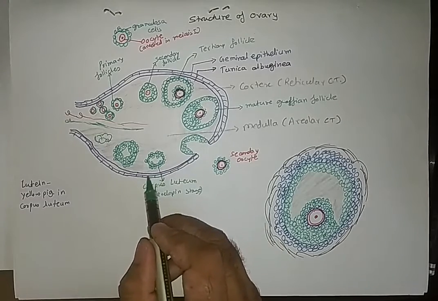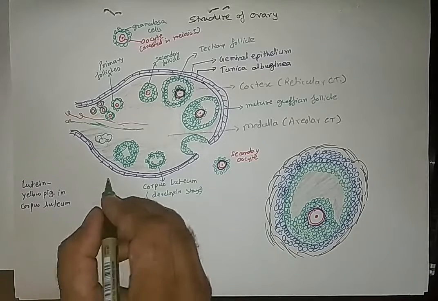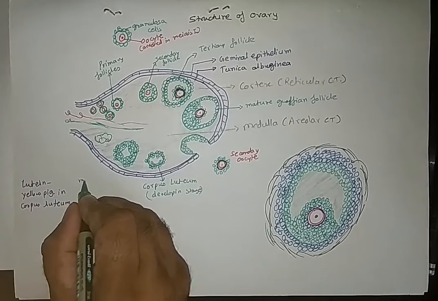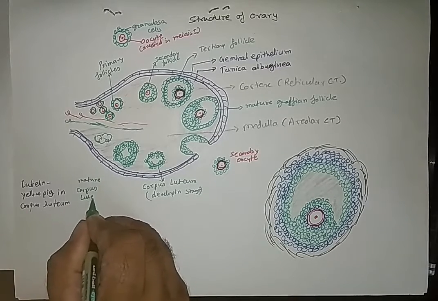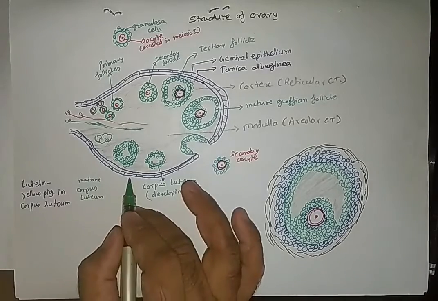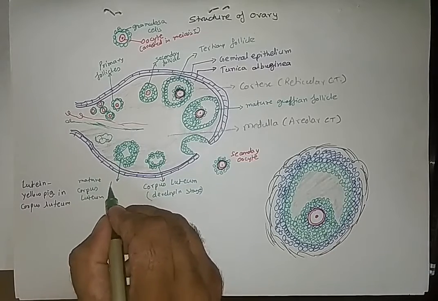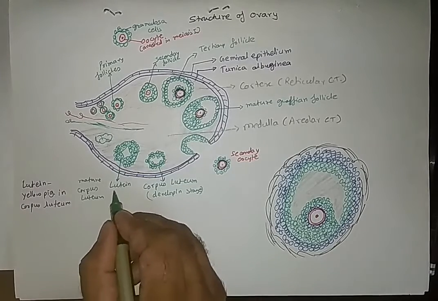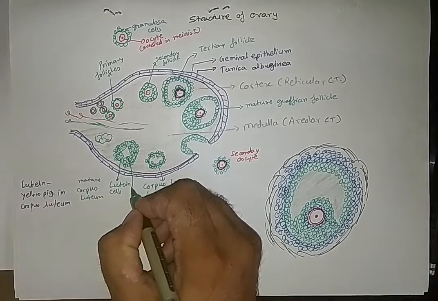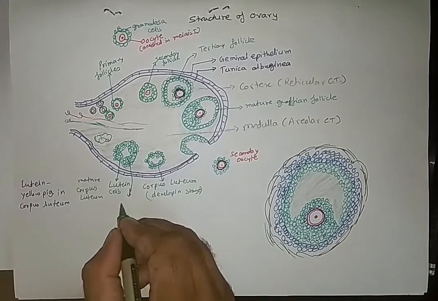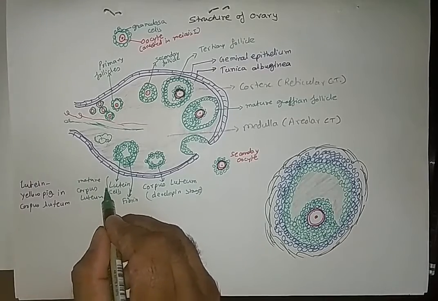Now this corpus luteum becomes bigger and forms the mature corpus luteum. These cells are called lutein cells, and the internal layer is made up of fibrin. Both together form the mature corpus luteum.